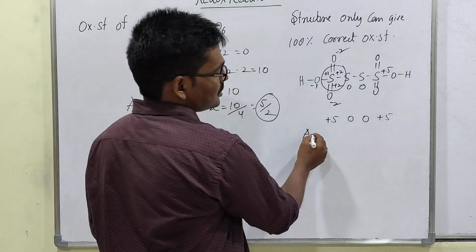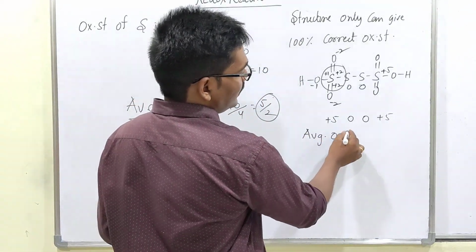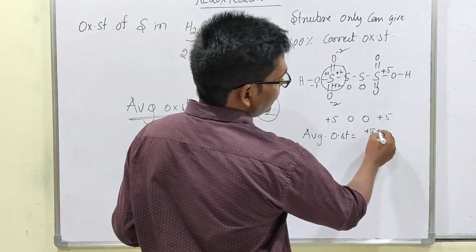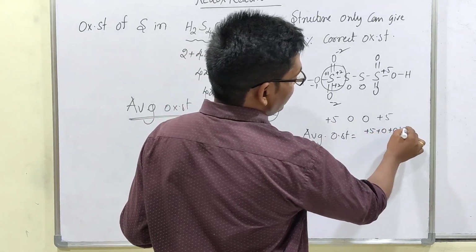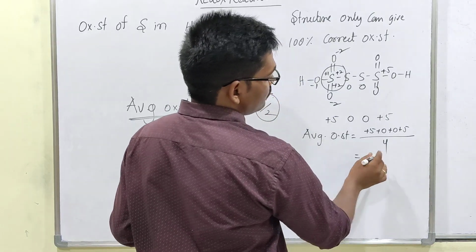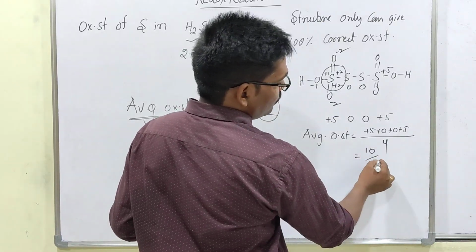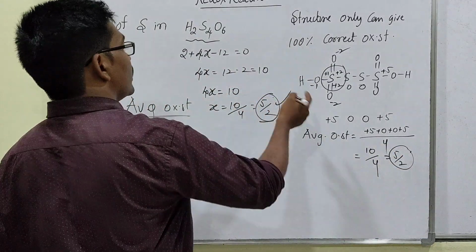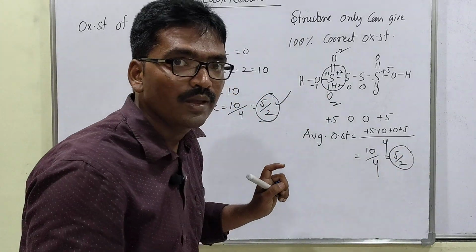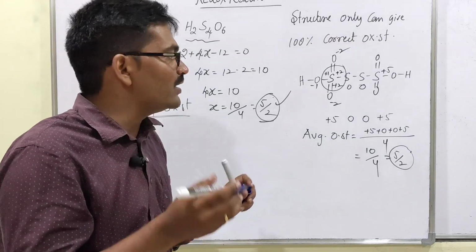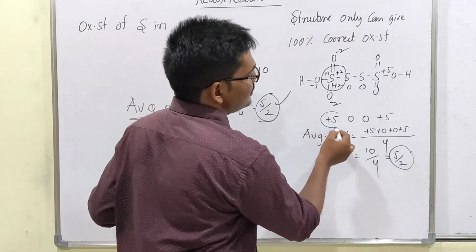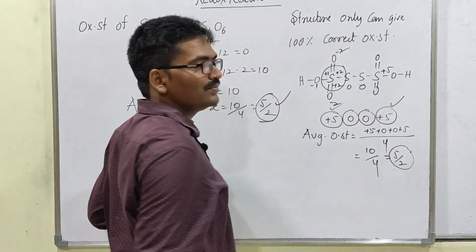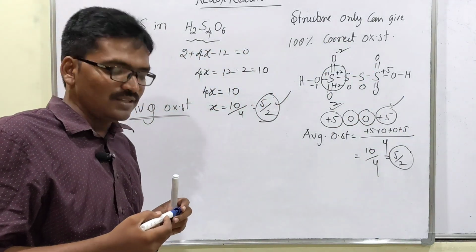I told you how to find the average oxidation state. So the total oxidation states of all the elements, plus 5, 0, 0, plus 5, divided by the total number of atoms, which is 4. So 10 divided by 4, then 5 divided by 2. That is the average oxidation state you get by using the formula. But the actual oxidation states of the sulfur atoms are plus 5, 0, 0, plus 5. Clear, my dear students? Right.